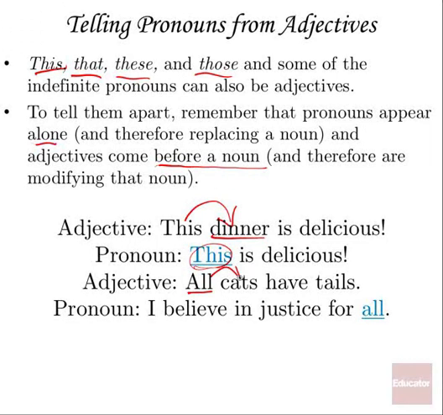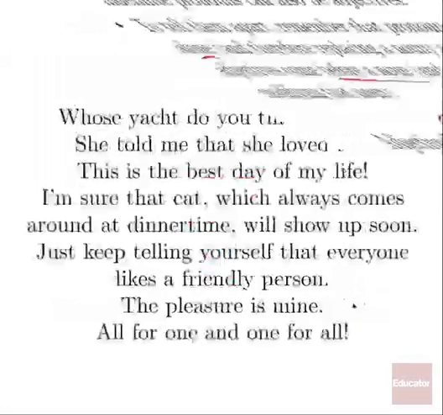All cats have tails. All, in this case, modifies cats. But the pronoun version would be something like, I believe in justice for all. All meaning all people, but it's standing in for the noun people. You can also tell that it's acting like a noun because it is the object of the preposition for. But we'll get to prepositions in a later lesson.